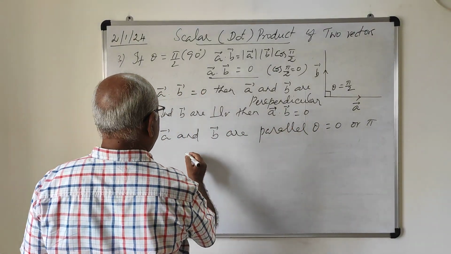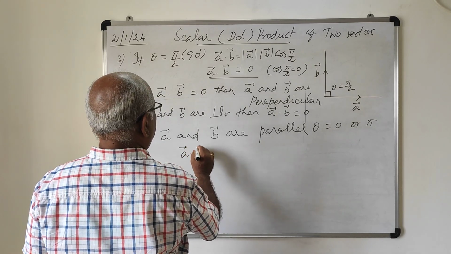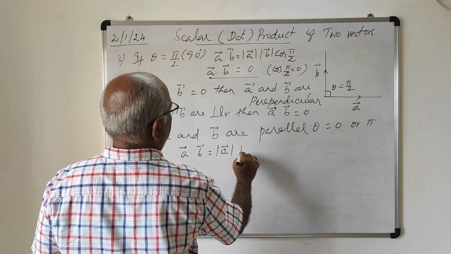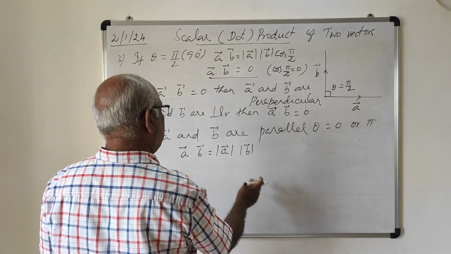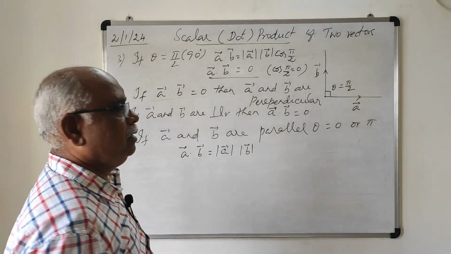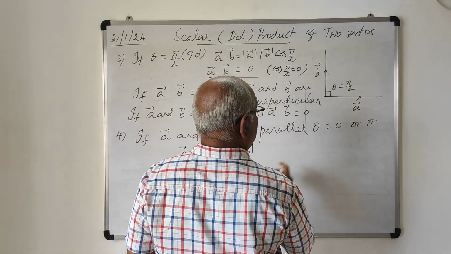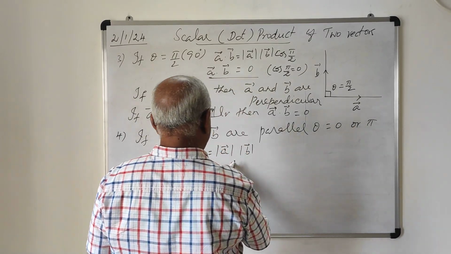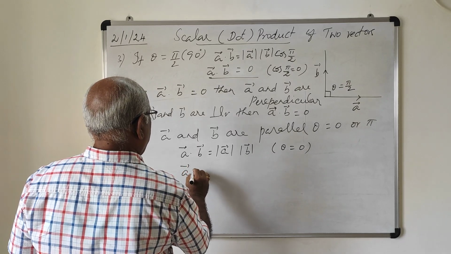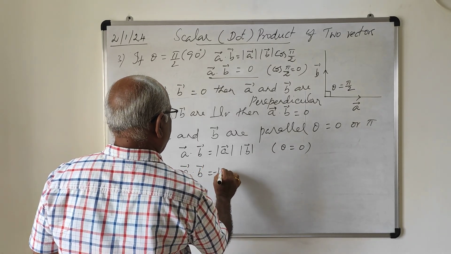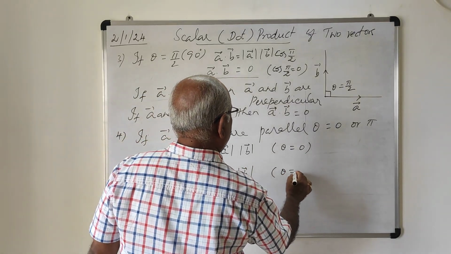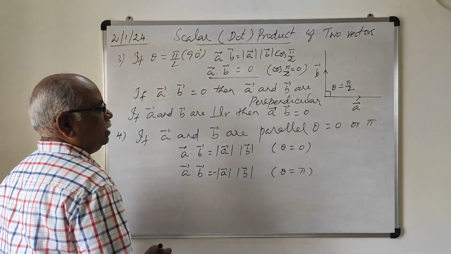So in this case, A dot B equal to mod A into mod B into cos 0. Cos 0 is 1. So A dot B is mod A into mod B, if A and B are parallel, if theta is 0. And A dot B equal to minus of mod A into mod B, if theta is pi, because cos 180 is minus 1.